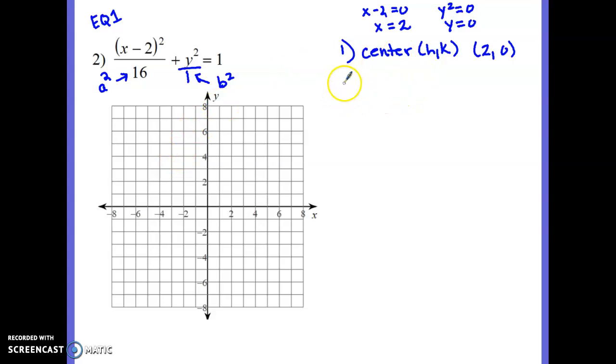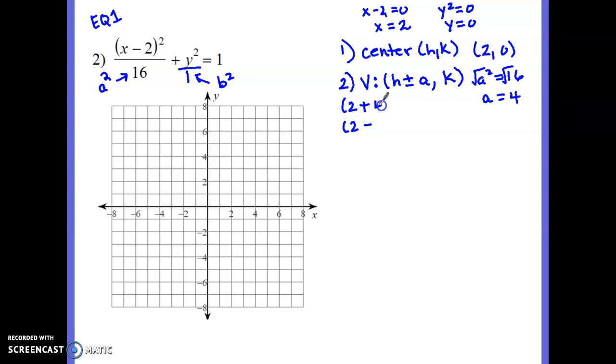So our center is (2, 0). If you don't have anything in the parentheses, that means that you have a 0. All right, now our second step is to find our vertices. So let me write down the correct formula from equation 1, which is (h plus or minus a, k). Now we know a squared is 16, so if I take the square root of 16, I get a equals 4. So this is going to be 2 plus or minus 4, comma, 0, because that's what k is.